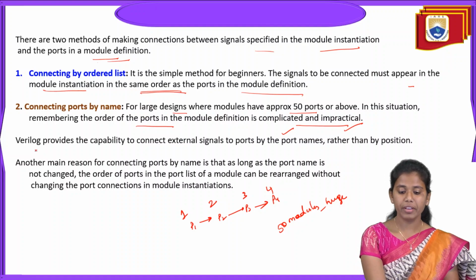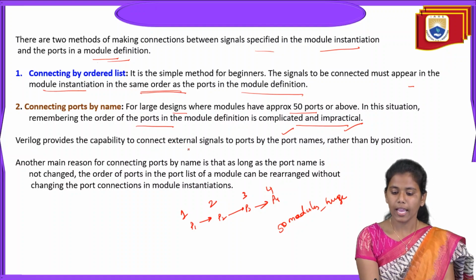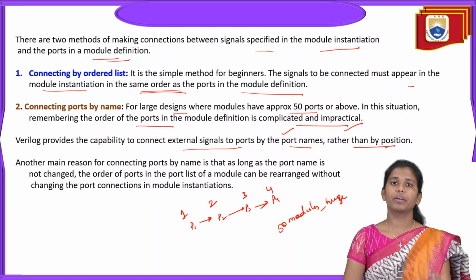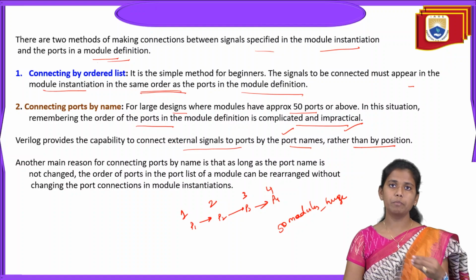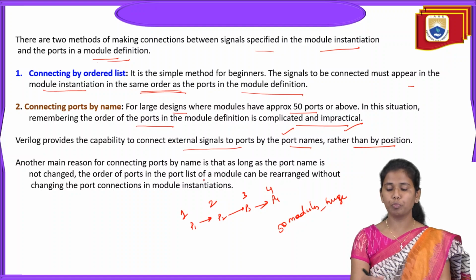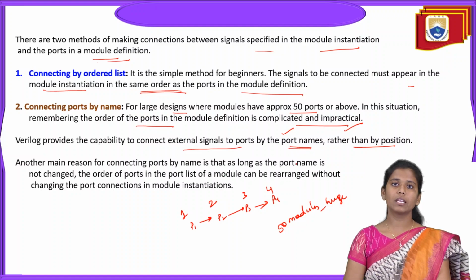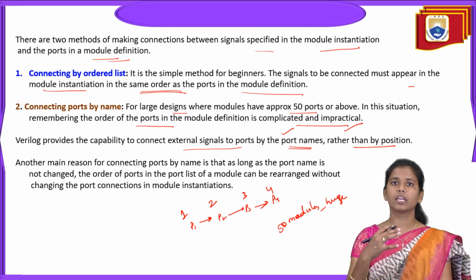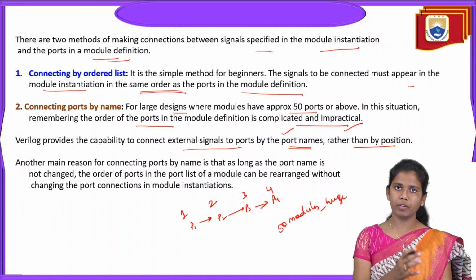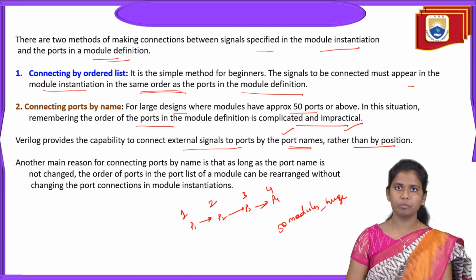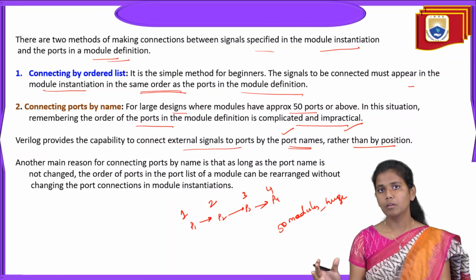Verilog provides a capability to connect external signals to ports by the port names rather than by position. The best thing about Verilog is that it gives names to the ports, and we can make use of those names in construction rather than going by position.